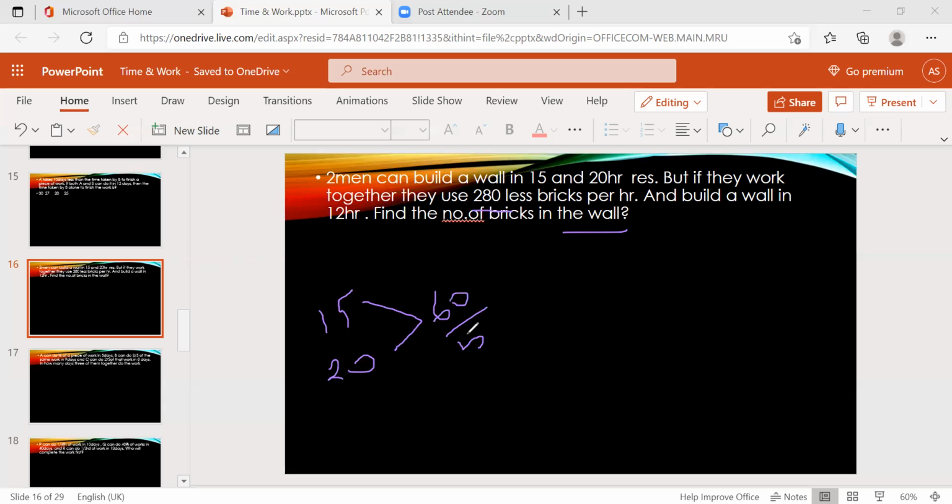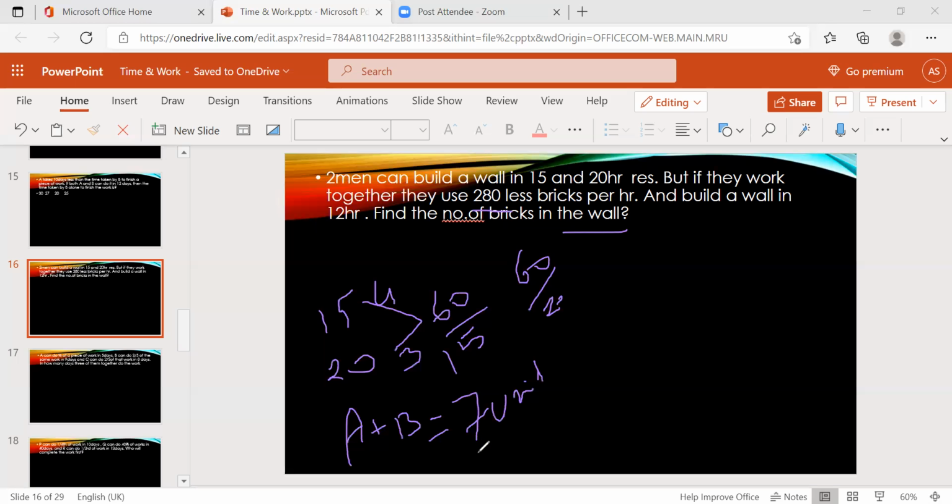60 by 15 and 60 by 20. It's nothing but we'll get 4 units and 3 units. So A plus B, 2 men, combinedly if they are working, they can complete 7 units in one day. And here they said, build a wall in 12 hours, right?